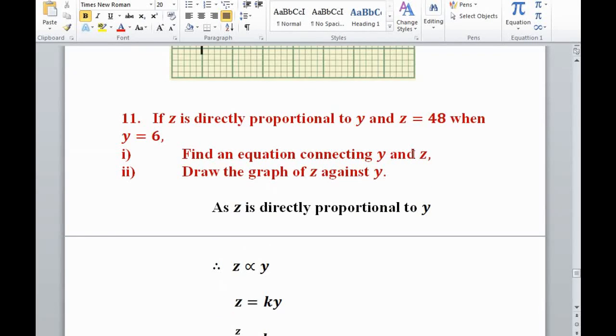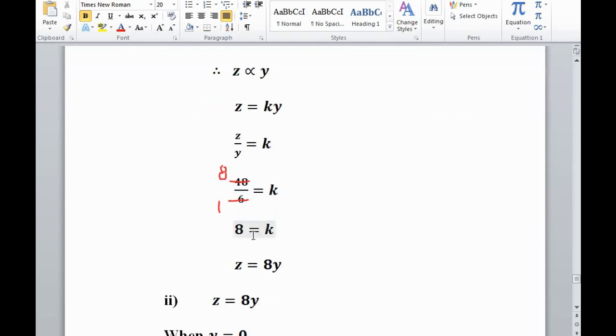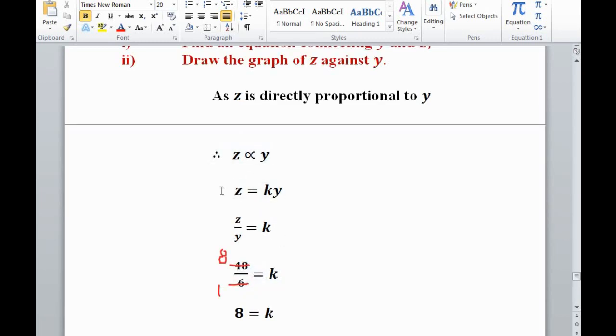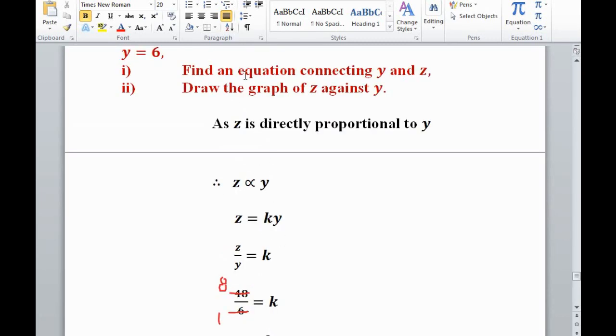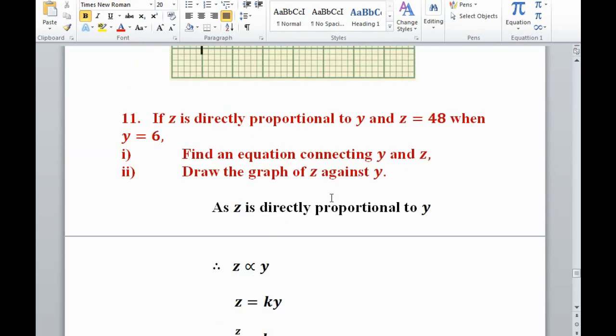Since we have been given the values of z and y, 48 and 6, I will put 48 upon 6 in this equation. The common factor between 48 and 6 is 6. So I will divide 48 upon 6 by 6, because 6 ones are 6 and 6 times 8 is 48. So the constant k is 8. By putting the value of constant k in this equation, we will be able to find the equation connecting y and z. So z equals 8y. This is the required equation connecting y and z.